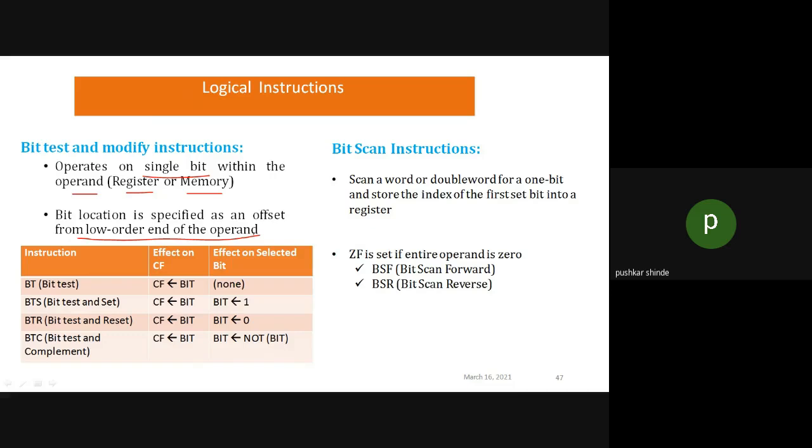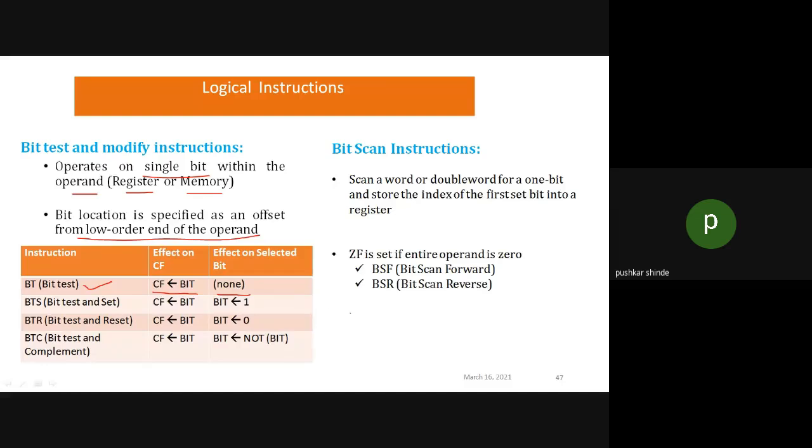An example of a bit test instruction is the BT instruction. What happens in the case of the BT instruction is that whatever is the second operand value, at that index the bit is checked. Whatever the bit value is, that value will be stored in the carry flag, and the effect on the selected bit will be none.